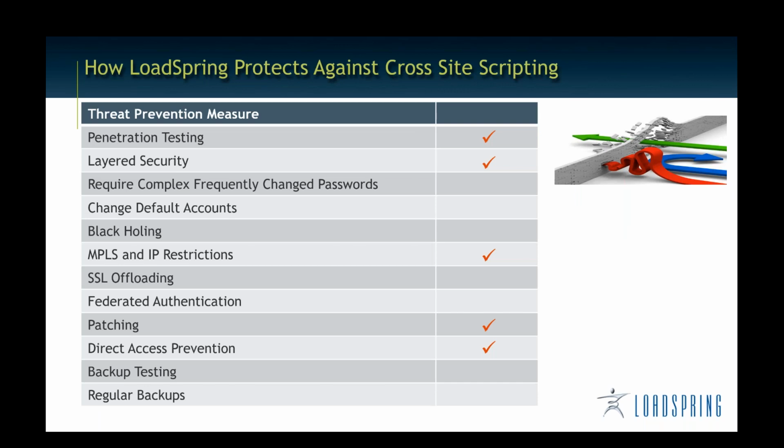So we have penetration testing again, so we're often running cross-site scripting attacks against our websites to determine whether they're vulnerable to those or not. And if they are, then we work with our vendors or we work with our own developers to protect against that threat. Layered security, so we have these multiple layers of protection in place so that the attackers can't get to sensitive information. And then again, MPLS or IP restrictions that restrict those users from coming to the applications.